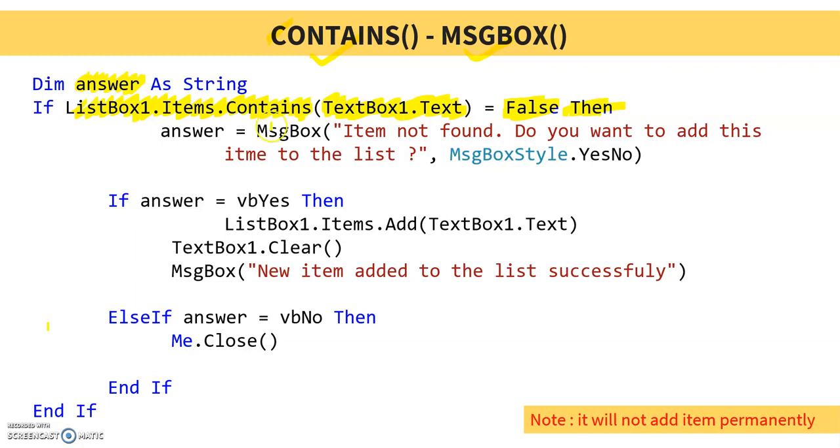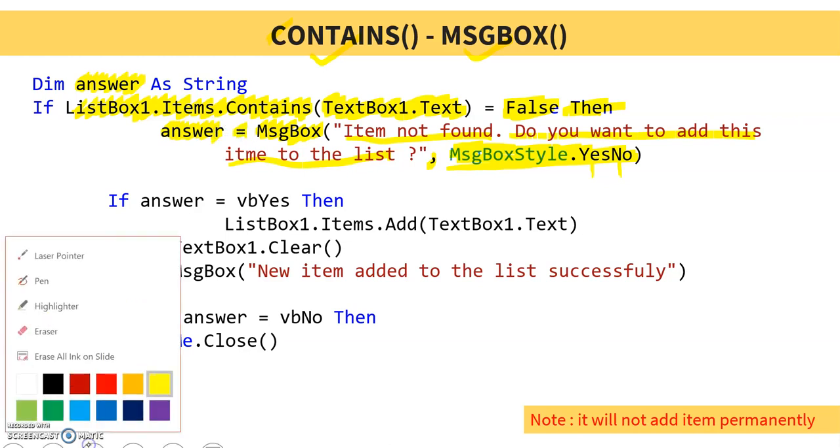You want to pop up the message box, and in the message box you have written: item not found. Do you want to add this item to the list? And here we are providing two buttons, yes and no. So after the comma, you need to write MessageBoxStyle.YesNo. Now what will happen? Whatever button the user selects, either yes or no, that answer will be stored in this answer variable because we have written the equal to sign.